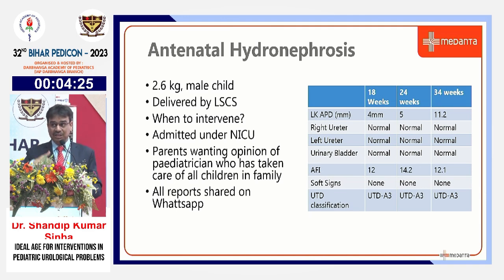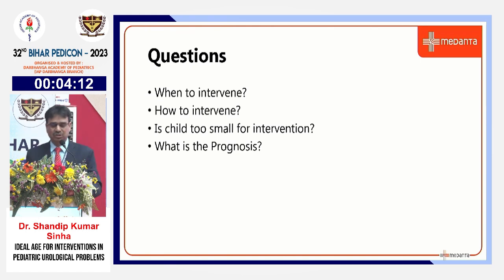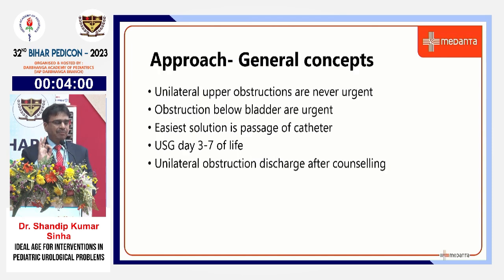Now we as a surgeon, you as a pediatrician searching, इतना time नहीं होता कि कहाँ से हम important चीज़ देखें, and that's where many times the antenatal scans, in spite of getting an antenatal scan, the obstruction, the hydronephrosis are been mixed. Now, these are the common questions: when to intervene, how to intervene, is the child small for intervention, and what is the prognosis. इसमें बहुत ज़्यादा concept नहीं है, बहुत ही simple concept होते हैं कि unilateral upper obstructions are never urgent, concept number 1, because the other kidney is normal and the chances of damage during the first 1 or 2 months of life is not that much.